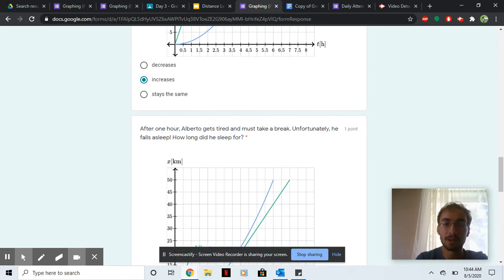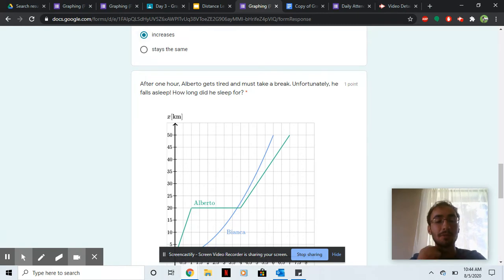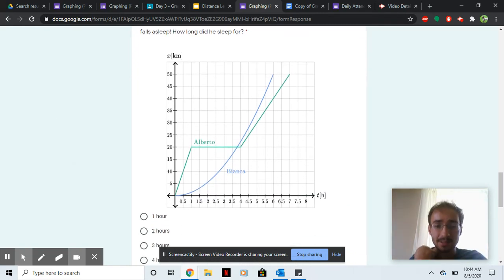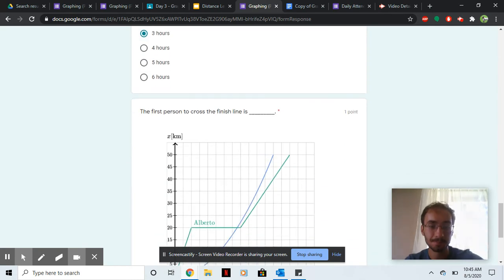After 1 hour, Alberto gets tired and takes a break. Unfortunately, he falls asleep. How long did he sleep for? This one a couple people missed. What I want to look at is when did he fall asleep and what time did he wake up? It looks like he fell asleep at hour 1 and he got back up again at hour 4. So you do 4 minus 1, that'd be 3 hours.